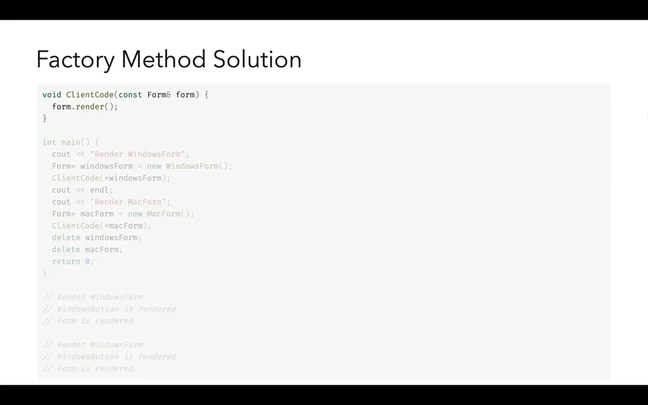In the main method, now we don't have any if else condition here. We just go straight forward, call to the Windows form class or the Mac form class. So here we will render the Windows form first. We will have a helper method, the client code, which will accept the form object and then call the render method. It will be similar for the Mac form.